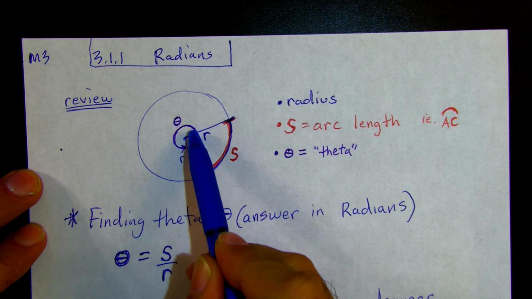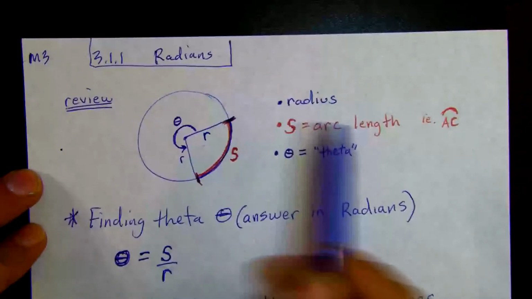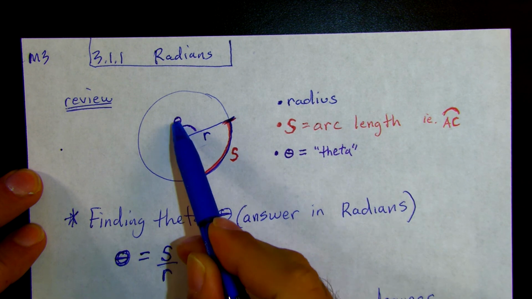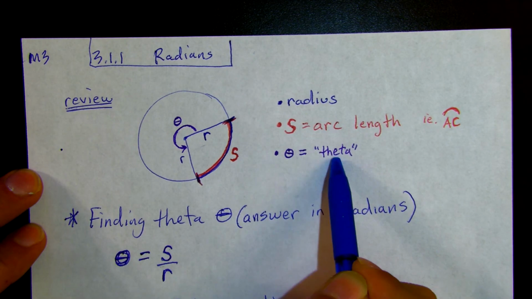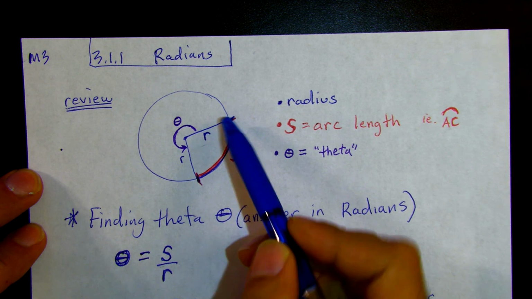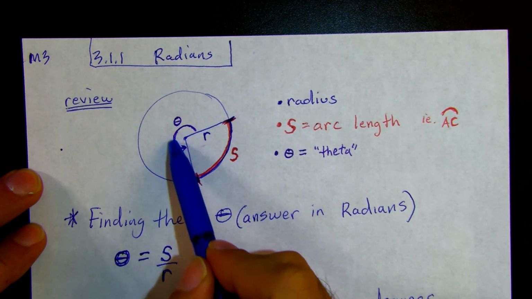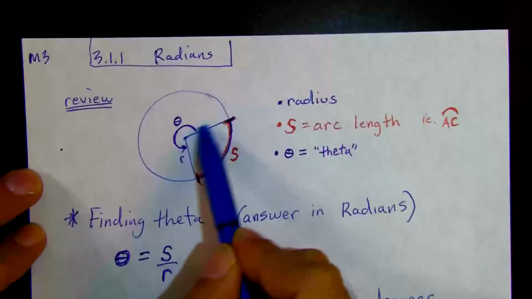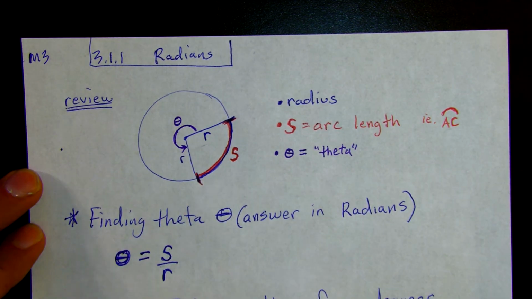But the angle is something too that we need to make sure we speak about in the same way. It has this symbol here, theta. That's the Greek symbol for theta. So if I'm talking about theta, I'm talking about how far the degree measure is from this radius all around to this radius.